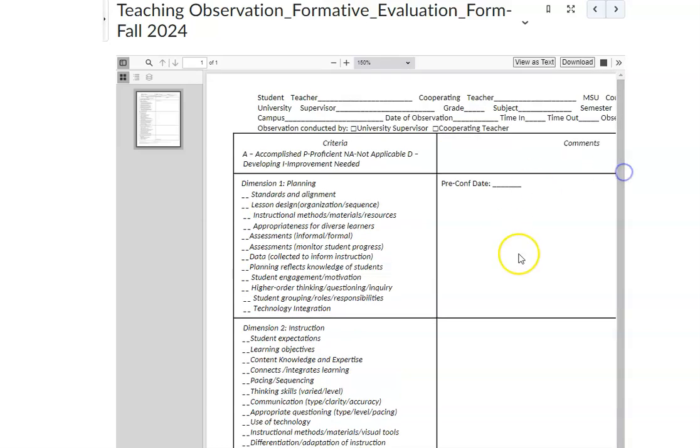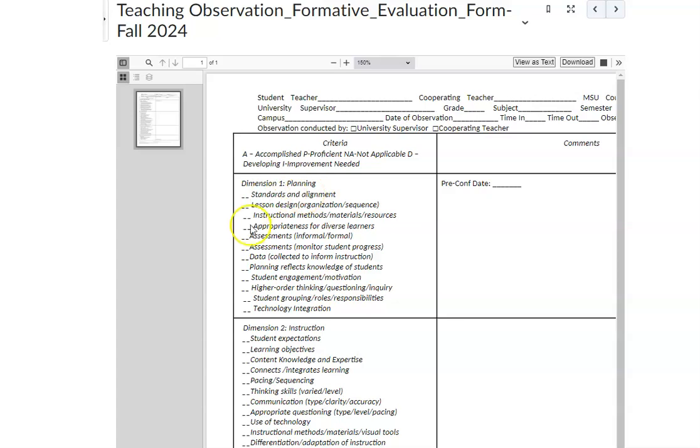I fill out this top portion that talks about the supervisor, cooperating teacher, observation, semester, time in, time out, all of those things. Here are basically the criteria, and for each of these criteria there are 4 levels: accomplished, proficient, developing, and improvement needed.